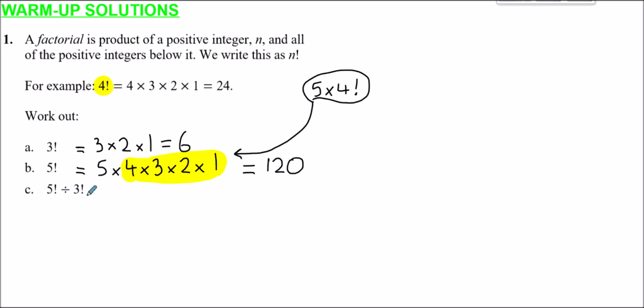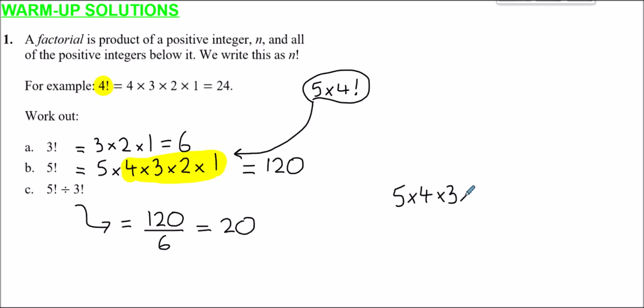Part C, 5 factorial divided by 3 factorial. That's going to be the answer to part B, which is 120, divided by the answer to part A, which was 6. 120 divided by 6 is going to give us 20. But again, I want you to consider it like this. You could rewrite 5 factorial as 5 times 4 times 3 times 2 times 1, and 3 factorial is simply 3 times 2 times 1.